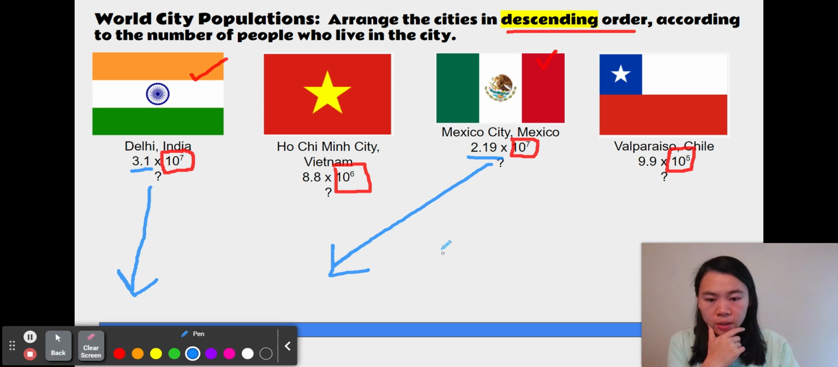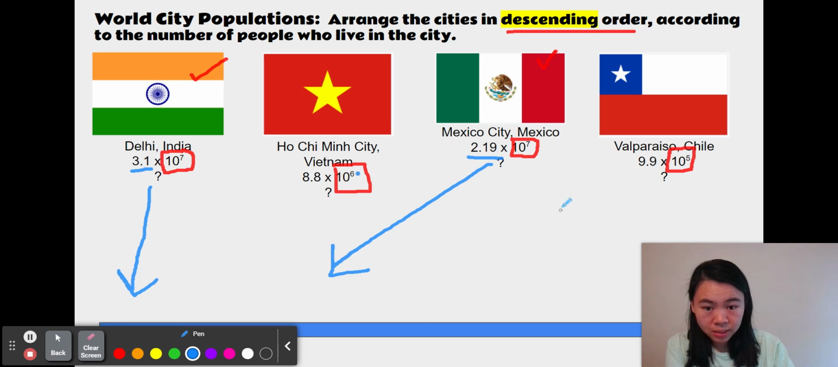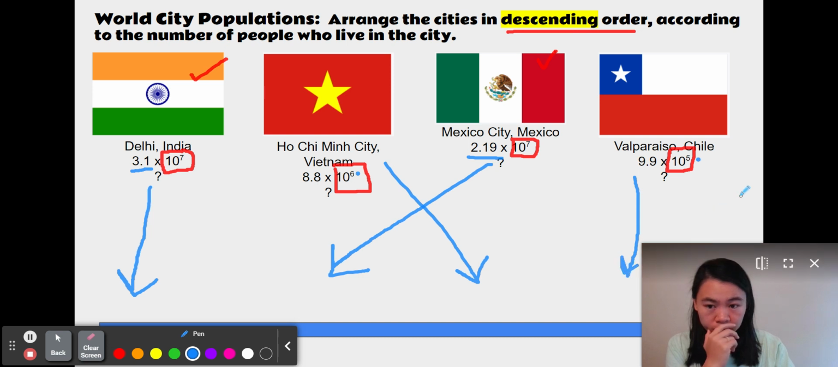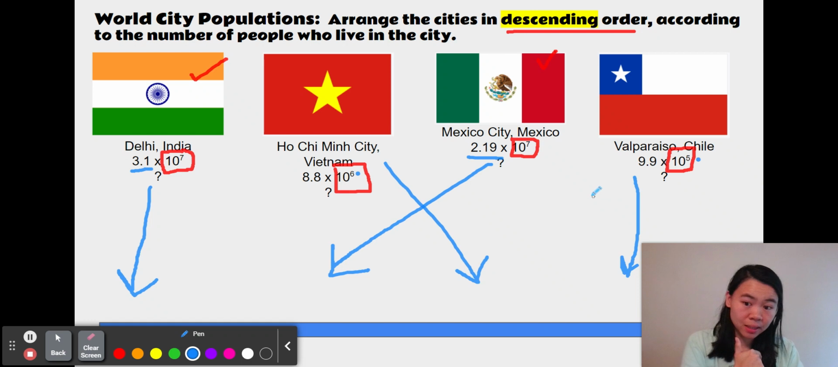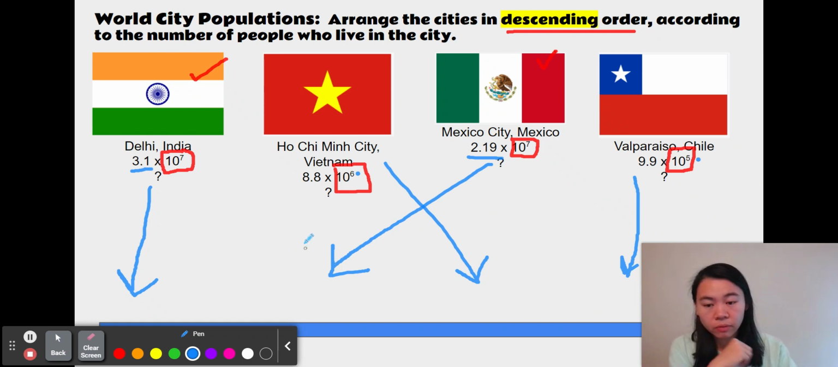Mexico comes next. Okay, between Vietnam and Chile, which one's larger? Vietnam has a larger population because it has 6. Chile only has 5. So drag Vietnam next, and then Chile. Okay, so India, Mexico, Vietnam, Chile in descending order, so from largest to smallest. Now let's convert these into scientific notation. I'm sorry, standard form. It's already in scientific notation.